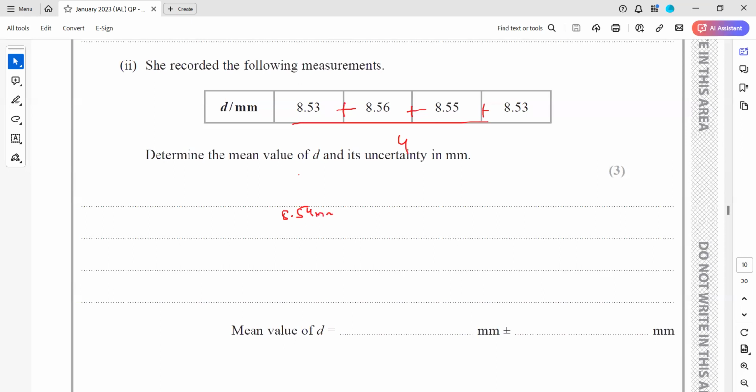But how do we work out the uncertainty? Uncertainty is the maximum minus the minimum, divided by 2. This is also called the half range. So take the maximum value and the minimum value: 8.56 minus 8.53, divided by 2. This will give us the uncertainty in the measurement of the diameter, which is 0.02.